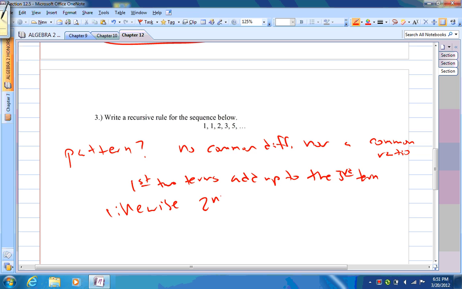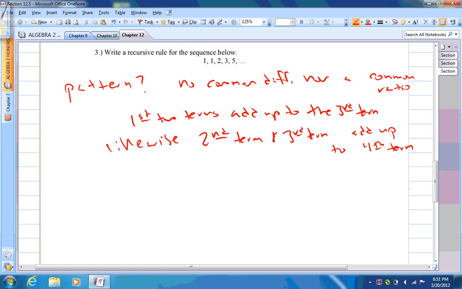likewise the second term and third term add up to the fourth term, and so forth. See how 1 plus 1 is 2, 1 plus 2 is 3, 2 plus 3 is 5. So I'm going to write this. a1 equals 1, a2 equals 1, a n equals a n minus 1 plus a n minus 2 for n greater than 2.